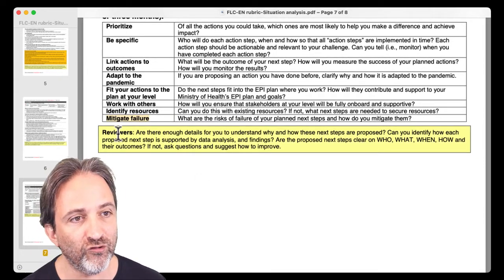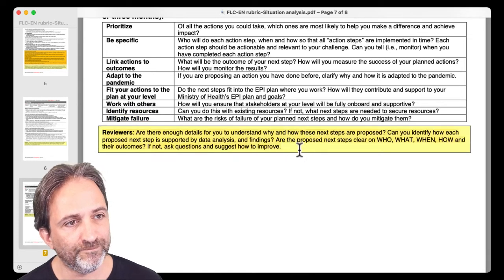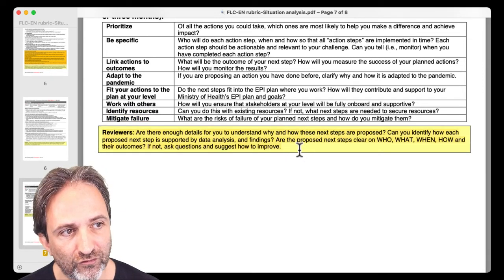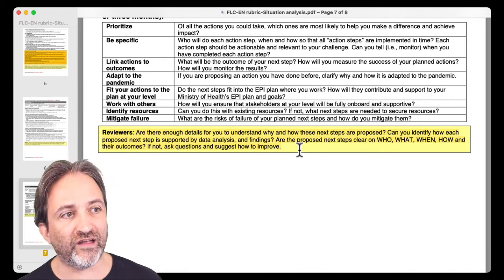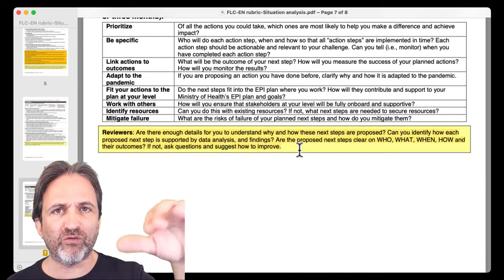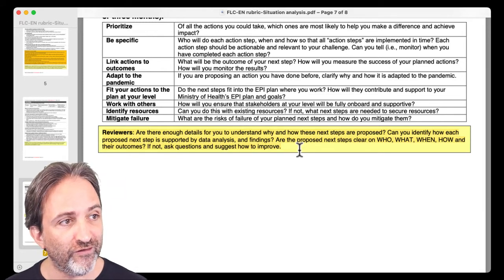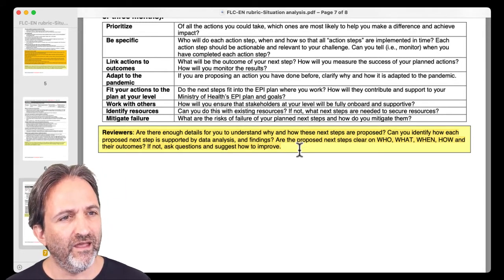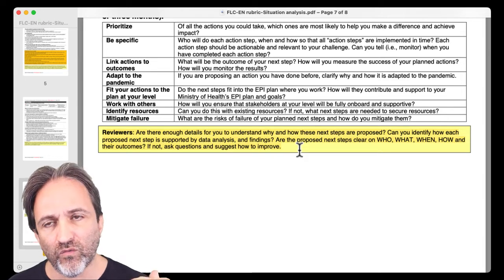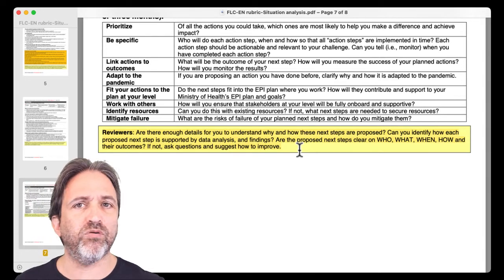Now, your peer reviewers will be asking questions about, are there enough details to understand why and how these next steps are proposed? Sometimes people will just put, okay, well, here are 5 things, but we have no idea why they want to do those 5 things. Tell us. And these next steps can't be pulled out of a hat.